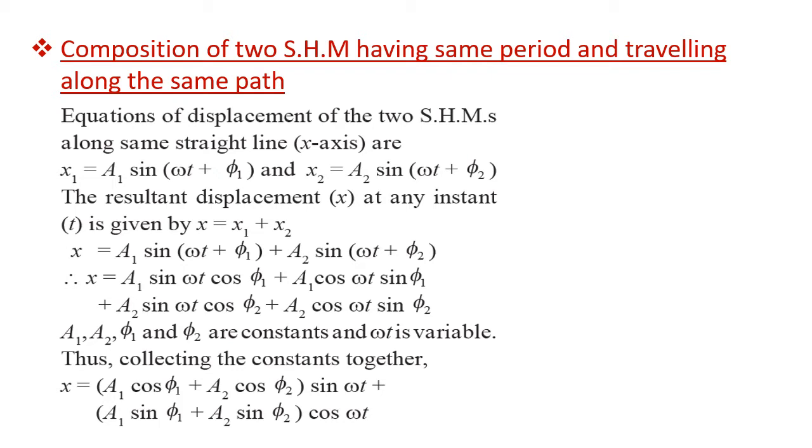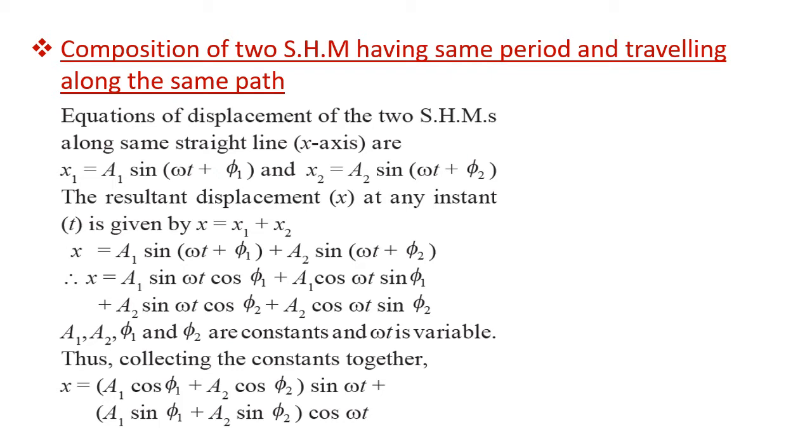and initial phases. Now when you have to talk about the resultant displacement at any instant, the resultant displacement will be equal to the vector sum of its displacements due to both the SHMs at that particular instant, and this goes in accordance with the principle of superposition of waves. Now let us write the equations for the displacements of the two SHMs along the same straight line, that is along the x axis.